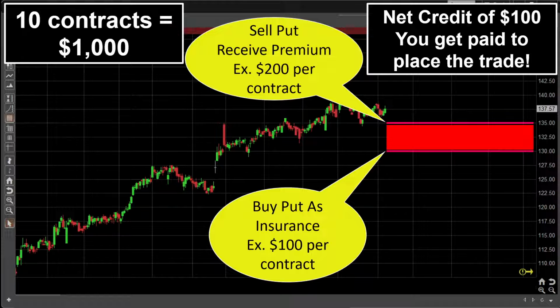Now, there's other good parts of having insurance. Number one, it puts together a trade that most people can do. You can do it in your IRA. You can do it in a lot of different accounts. It's very easy. It reduces your cost. It reduces your margin. It protects you against volatility.